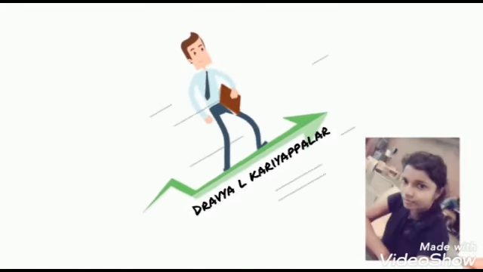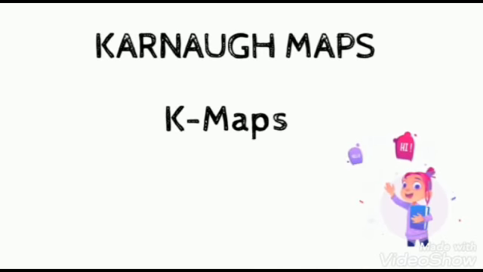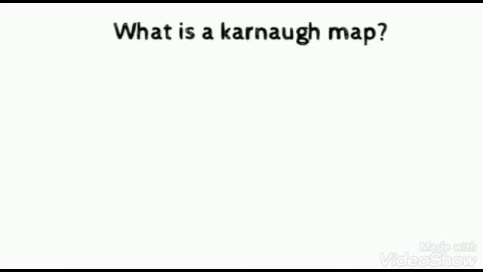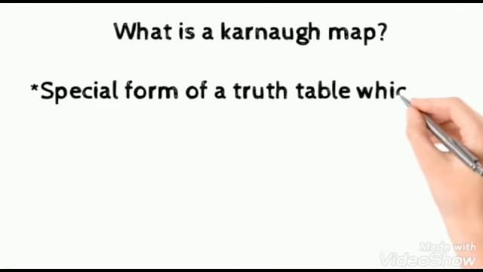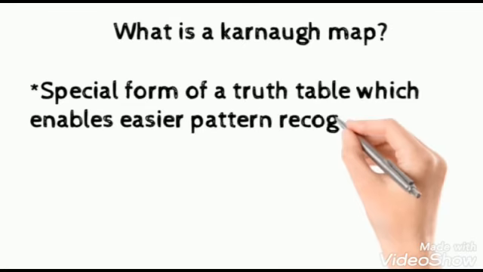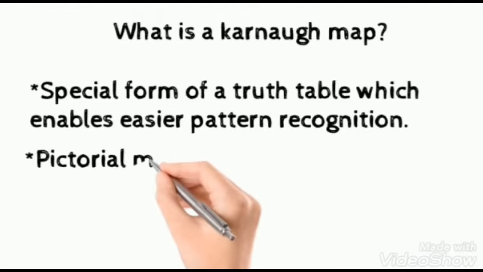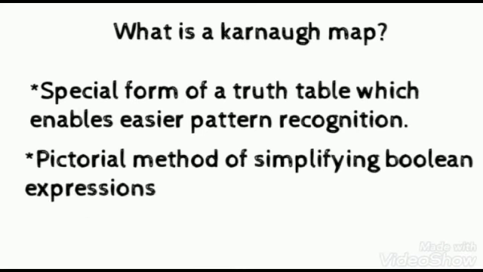Here I am going to discuss some basic concepts on K-maps, Karnaugh maps, nothing but K-maps. What is a Karnaugh map? A special form of a truth table which enables easier pattern recognition method. A pictorial method of simplifying Boolean expressions.